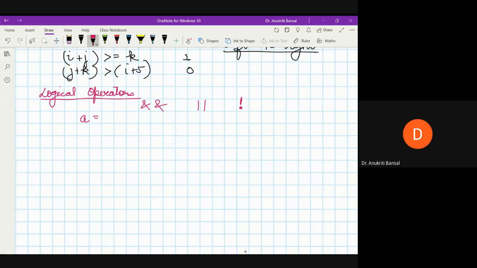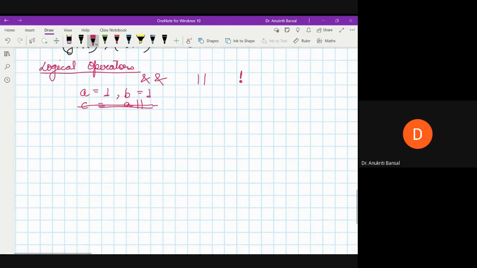Now tell me the output of this. Don't type it. I will ask one by one. So these are the statements which I have. Okay, I can't. I'll take these examples later.